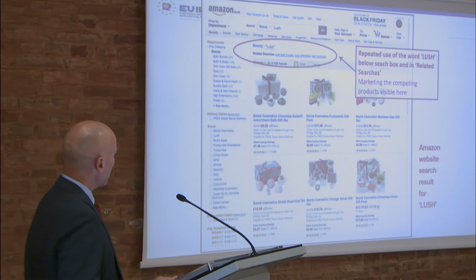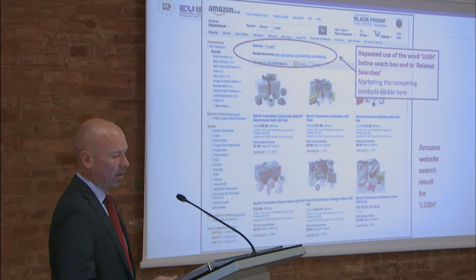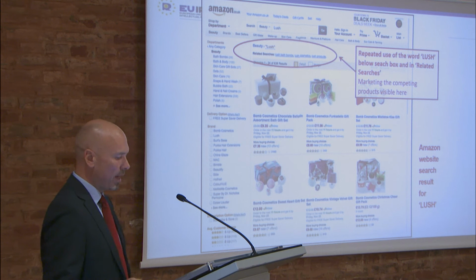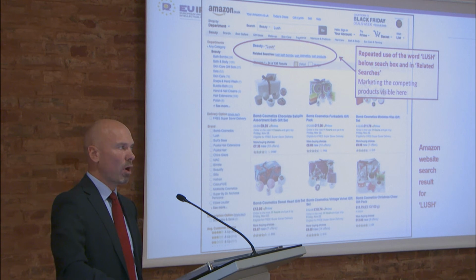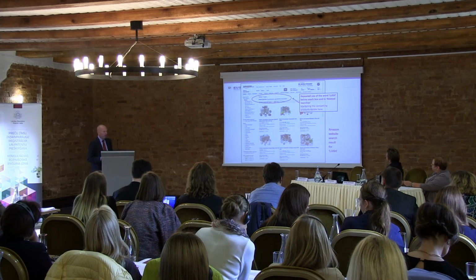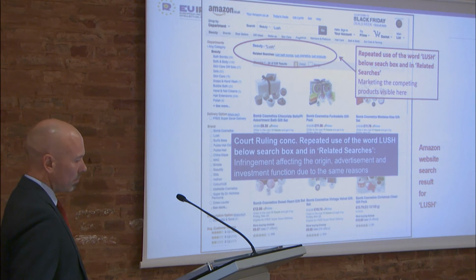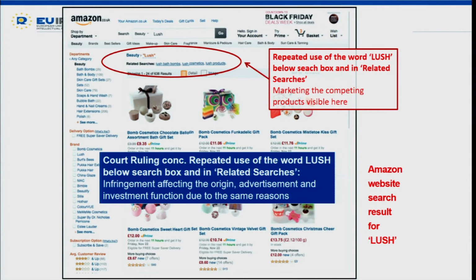Now, something else also happened. There was, under the search result, repeated use of the word Lush below the search box and in so-called related searches. And again, they were marketing competing products that you can see here, some bathing bombs and balm cosmetics. So there was a marketing of products that directly competed against the Cosmetic Warrior company in these related searches. Here, the court found that there was an infringement of the trademark affecting the origin, advertisement, and investment function due to the same reasons as before.